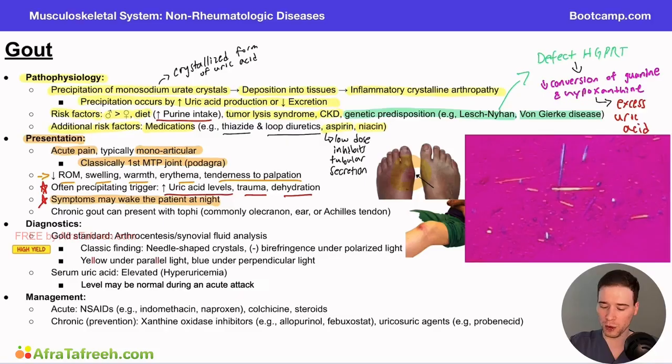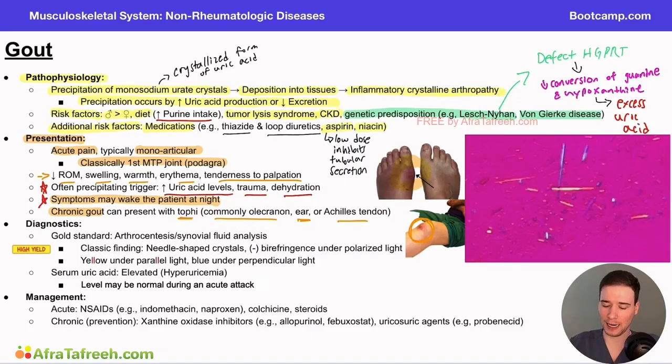Also important to note that chronic gout, which is different than an acute gouty flare, which we've been talking about, can present with a pretty unique finding called tophi. So tophi can commonly occur in the olecranon, like right here on the elbow, the ear, or the Achilles. So you draw your attention over here. Tophi are essentially stone-like deposits of monosodium urate crystals in the soft tissue itself, and they can be felt as hard structures, particularly in these locations right here.